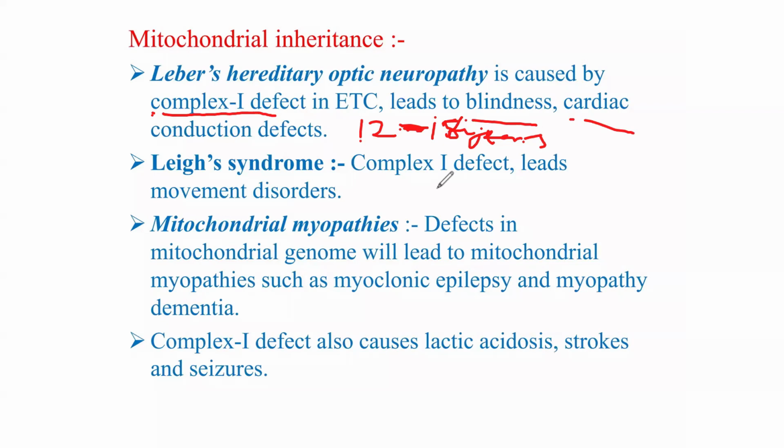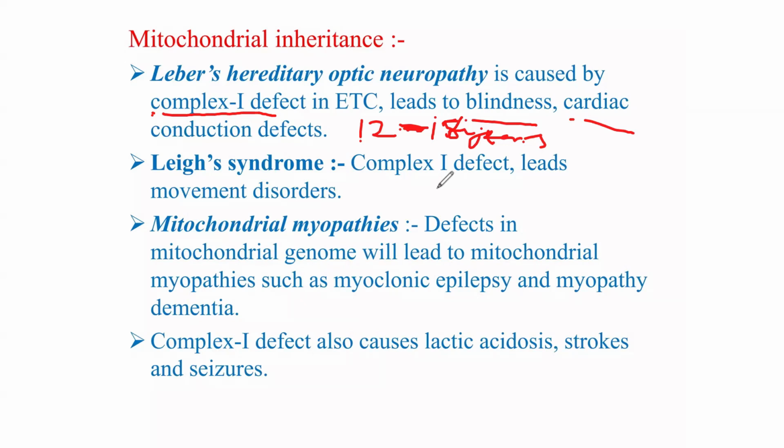Then we also have Leigh syndrome. Leigh syndrome is also a metabolic disorder that is associated with the deficiency or defects in complex 1 of the electron transport chain. And of course, this disease is associated with movement disorders. So it usually affects the movement of a child.